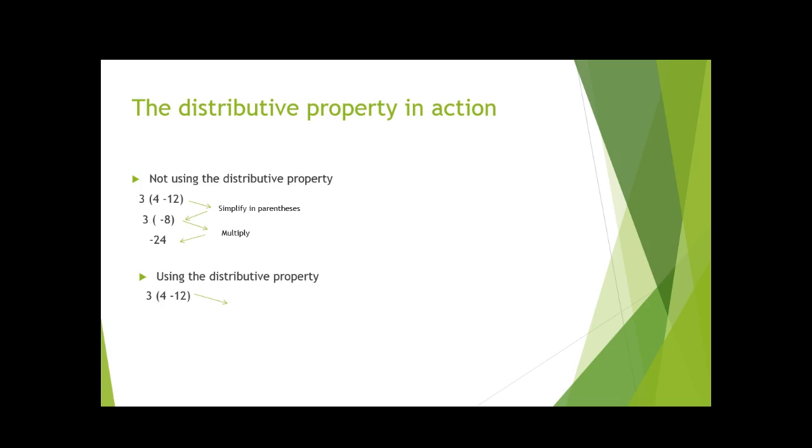Same problem, but this time instead of simplifying in the parentheses, we're going to distribute the 3. There's 2 terms on the inside, 4 and 12. So the 3 gets distributed by multiplying the 4 and the 12. 3 times 4 and 3 times 12, with the minus sign that was in the parentheses in between the 2 terms. Now we multiply, and each new product is 12 and minus 36. Then we subtract 12 minus 36, -24. Notice they stay the same.